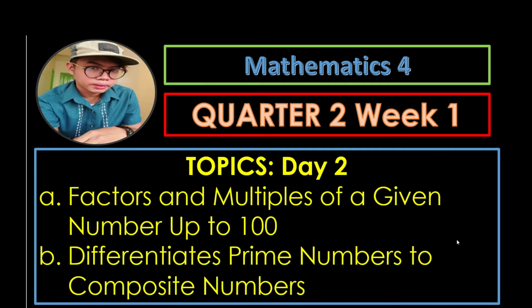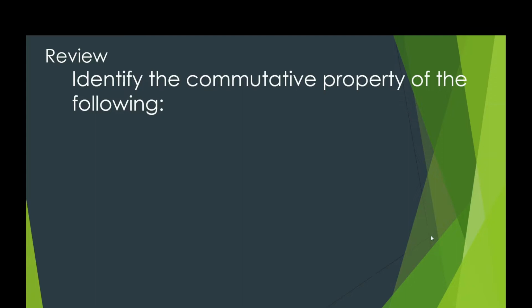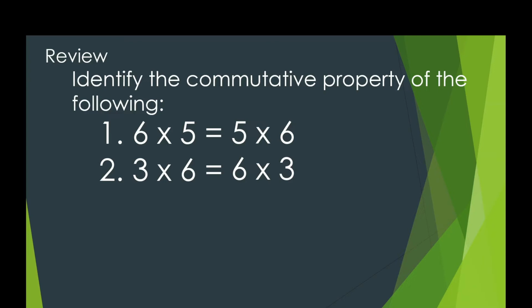Before we proceed to these topics today, let us have a review of our previous lesson about identifying the commutative property. Let us identify the following multiplication sentence to its commutative property. In 6 times 5, the commutative property of this is 5 times 6. In number 2, we have 3 times 6. The commutative property of 3 times 6 is 6 times 3. And for number 3, we have 4 times 9. The commutative property of this multiplication sentence is 9 times 4.